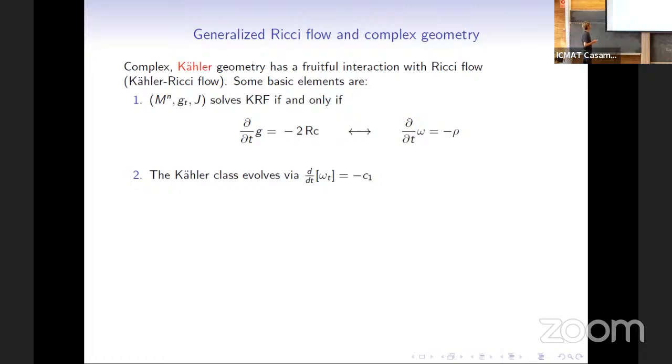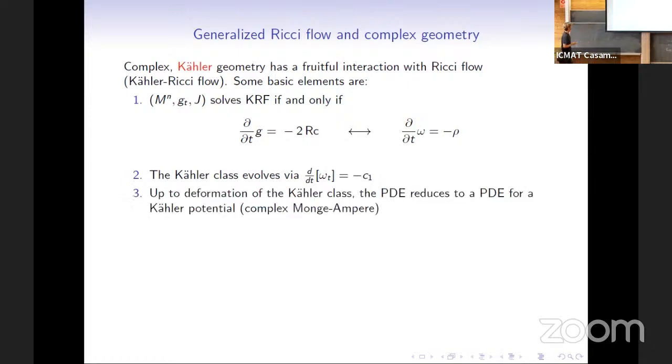So for one thing, there's this evolution of the Kähler class. A Kähler metric comes equipped with a Kähler class, and it moves in the direction of minus the first Chern class. Another very basic point of the theory is that up to this finite dimensional ambiguity of moving in the Kähler class, the PDE reduces to a flow of a Kähler potential, which is this parabolic complex Monge-Ampère equation. And this is because it reduces to a scalar, this is what lets you get much farther with Kähler-Ricci flow than regular Ricci flow. So much stronger results in general.